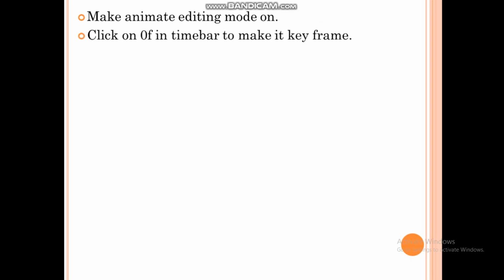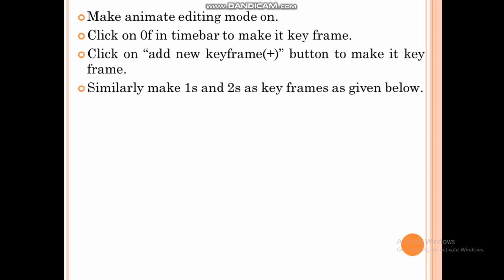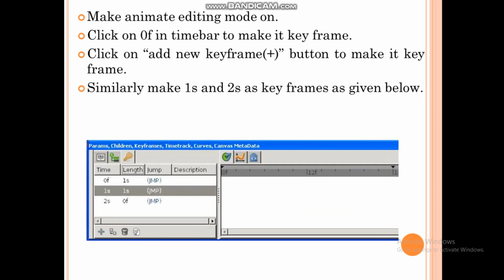Now click on 0f in the time bar to make it a keyframe. So after starting the animation, you have to click on 0f and then you have to click on that plus button. So click on the add new keyframe button to make it a keyframe. Similarly, make 1s and 2s keyframes as given below.